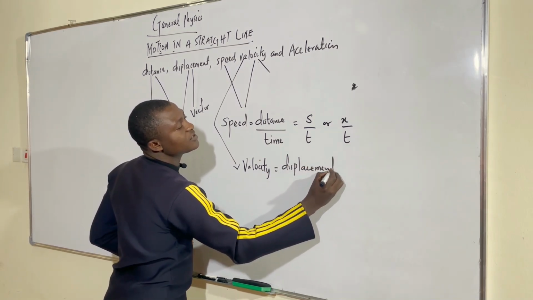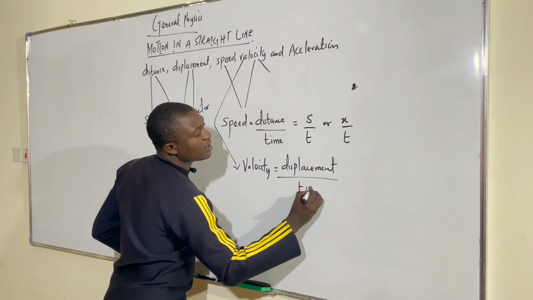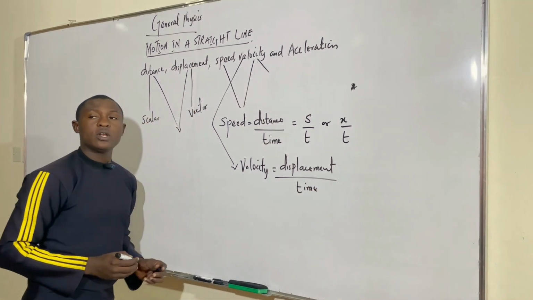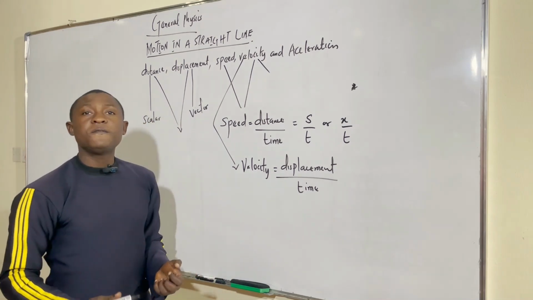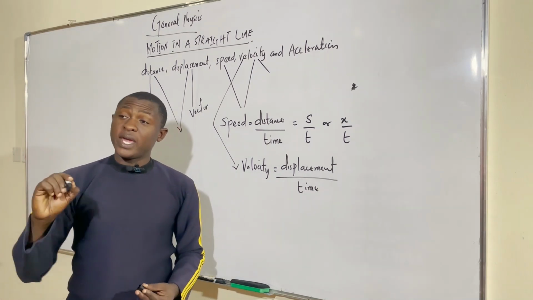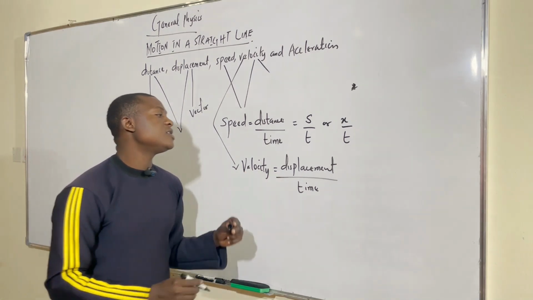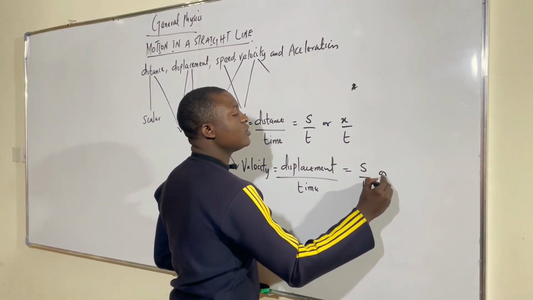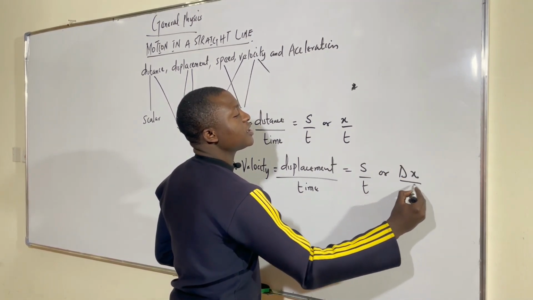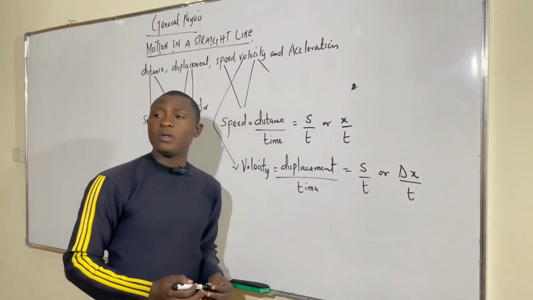The rate of a distance move in a specific direction is what we call velocity. So as I mentioned earlier, in physics, we use s or x to denote the displacement or distance. That way here too, I can say either x over t, or I can have change in x over t. It depends on the problem we are solving.